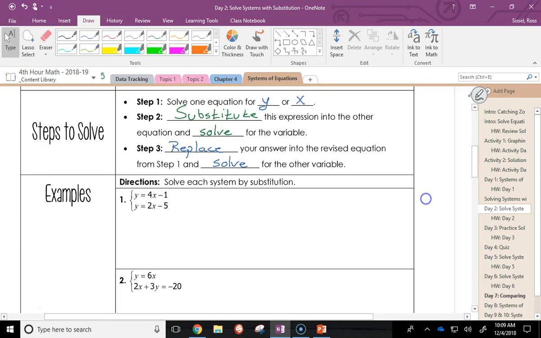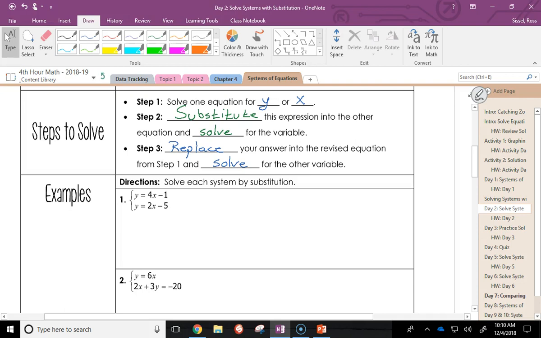So here's what we're going to do. First one, y equals 4x minus 1. y equals 2x minus 5. If we were graphing, using method 1, we'd identify the slope and the y-intercept. We'd graph both lines, find where they intersect. Today we're substituting. Are we not putting anything above the steps to solve? No. It's like if you had any other notes or needed any other information.